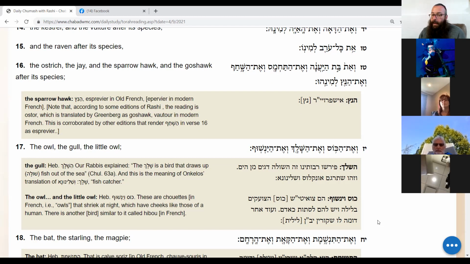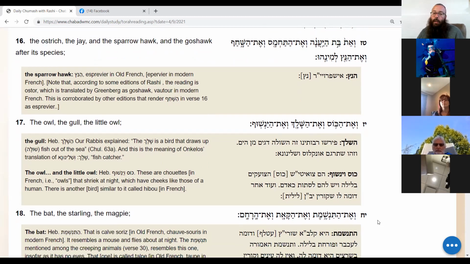Verse 17. Ves hakois, ves hashalach, ves hayanshuf. Okay, this is now 11 and 12 and 13, I think. What are these three? The owl. Rashi tells us, sorry, the shalach, that's the next one, that's the gull. That is a kind of bird, Rashi says, that dives into the ocean and pulls out birds from the ocean. It goes fishing, pulls out birds from the ocean. That's the shalach.